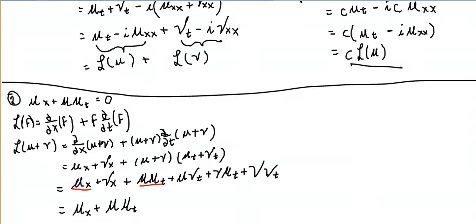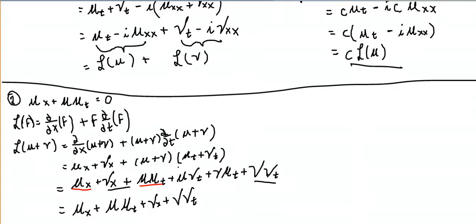Now I'm going to go ahead and think about what happens when I plug in a v. This v, I'm going to plug it into here now. So I get v_x plus v_t. So v_x right here, v_x plus v_t, which I have right there. So I took care of that.